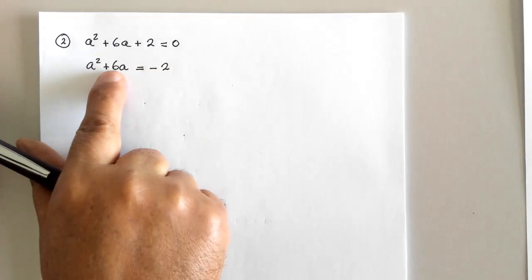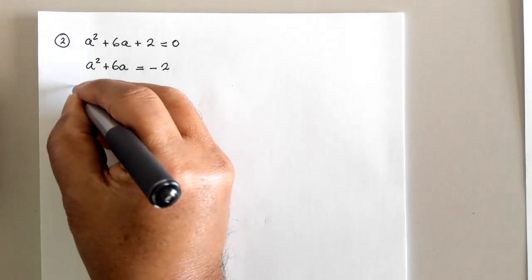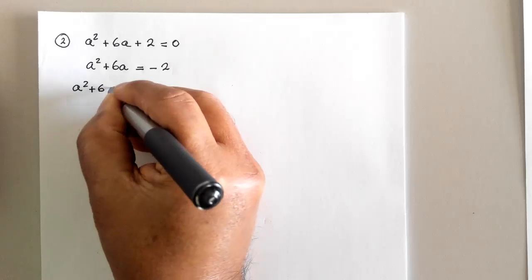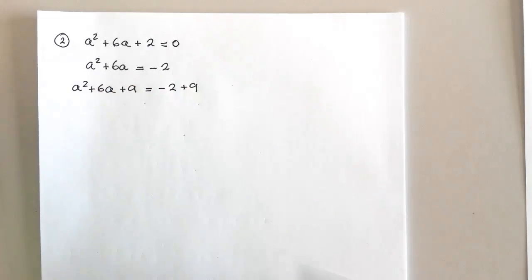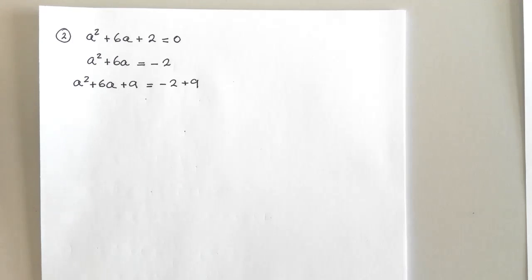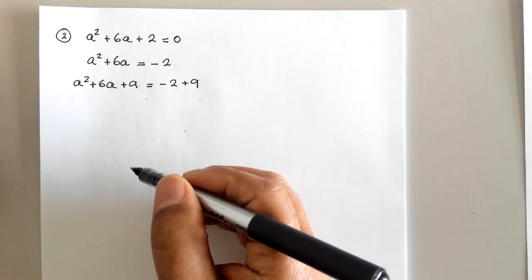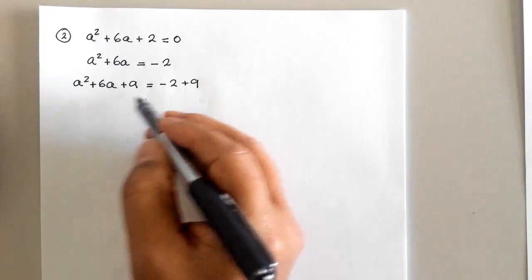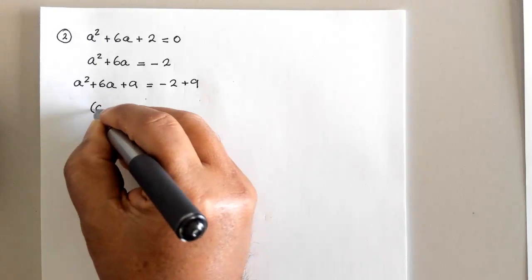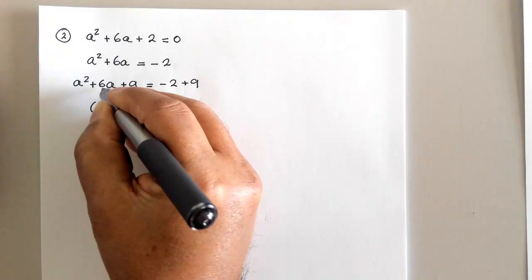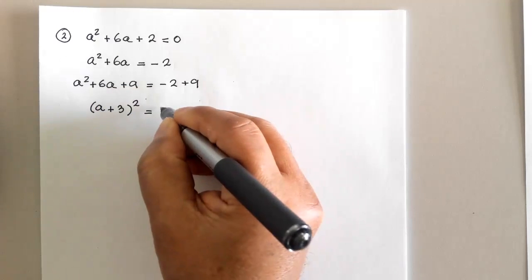Okay, so let's say it again. 6 divided by 2 is 3. 3 squared is equal to 9. So let's add 9. Okay, so we added 9 to both sides. And then we know that this is a perfect square, because of what we explained before. And this now becomes (a plus 6 divided by 2, which is 3) squared, and the other side is going to be just 7.